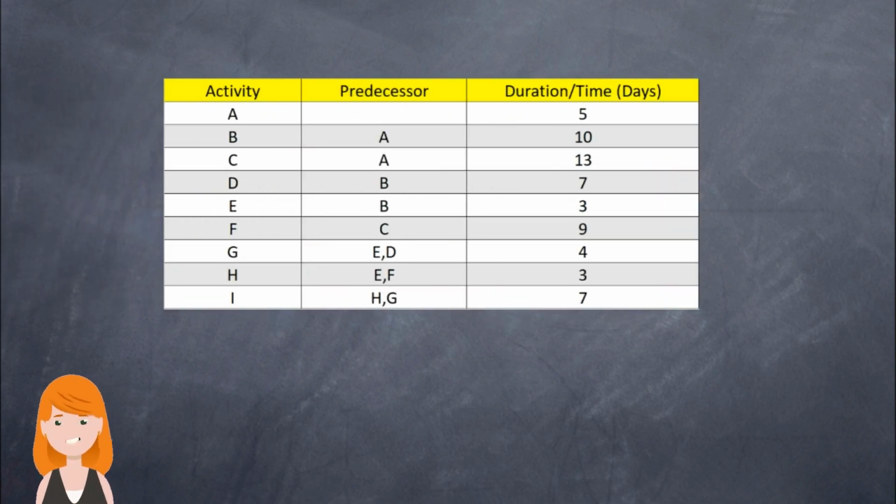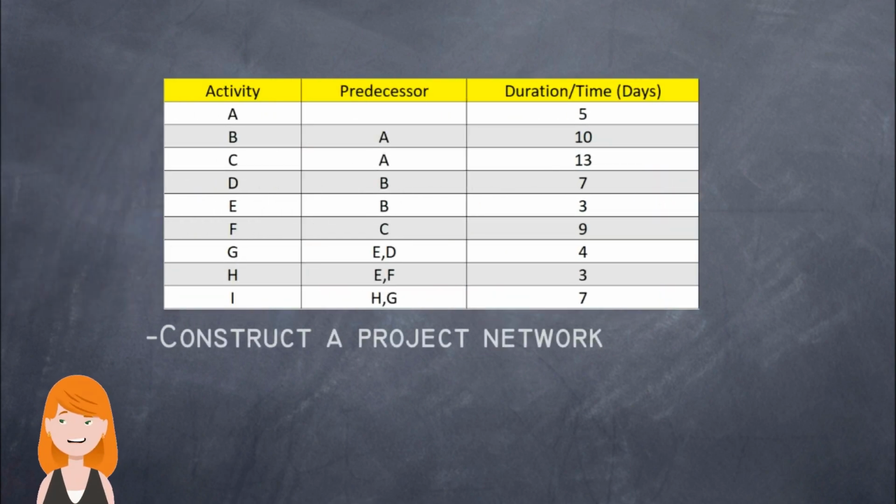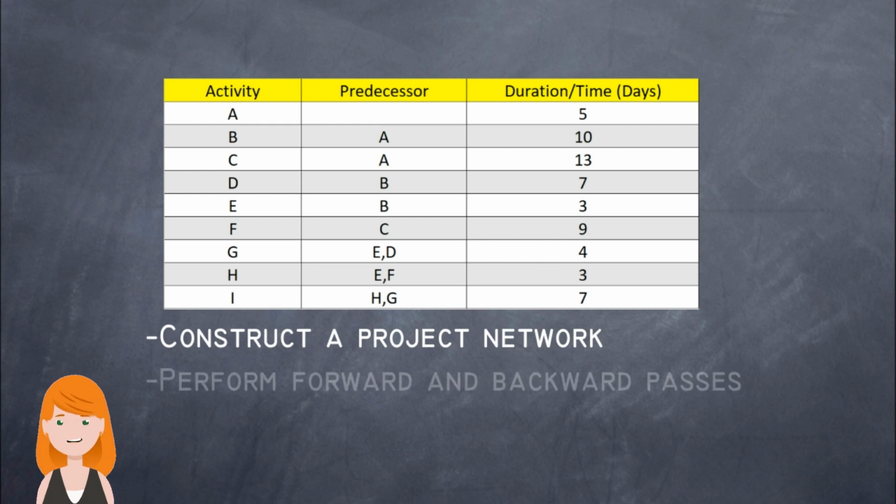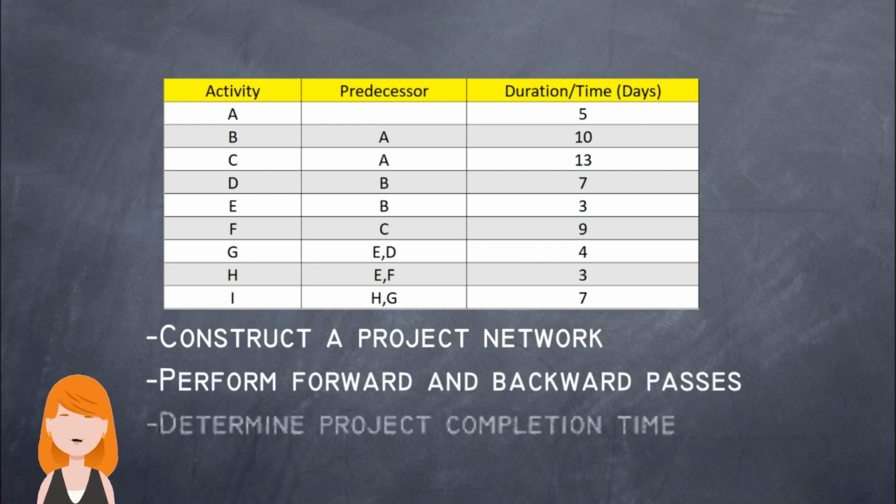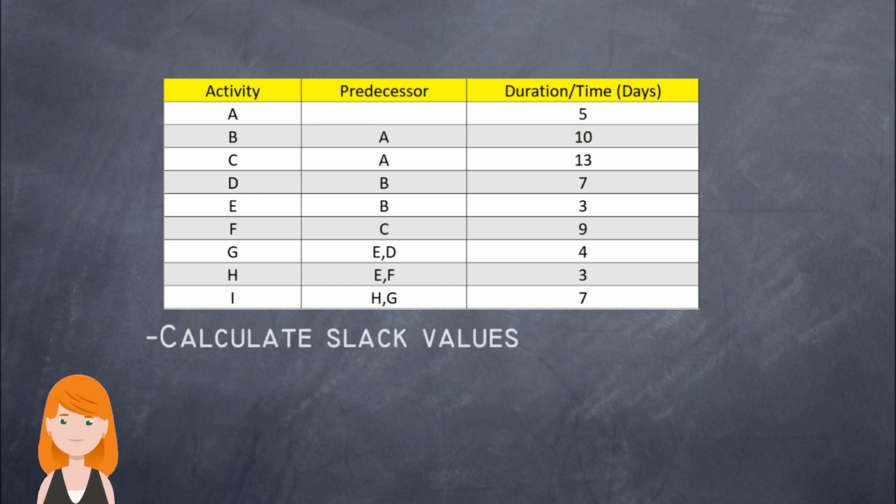I'll be working with this activity schedule for a project. I'll be constructing a project network, doing forward and backward passes, determining the project completion time, calculating slack values, and finally, stating the critical path.